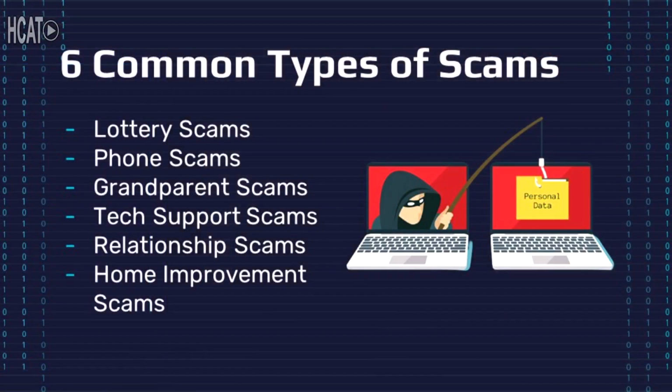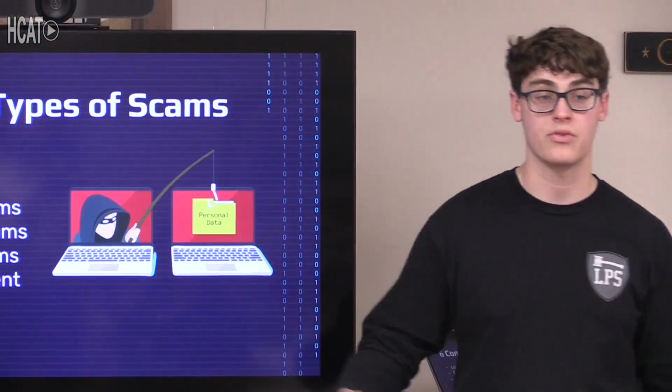Before we begin, I just want to go over the 6 types of scams that we are going to be talking about today. The first one is lottery scams. And then we'll get into phone scams, grandparent scams, and tech support scams. We're going to be talking about relationship scams, and we're also going to be talking about home improvement scams. Those are the 6 most common types of scams and schemes that you will run into in your everyday life.